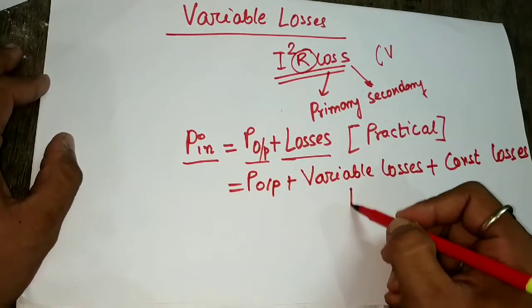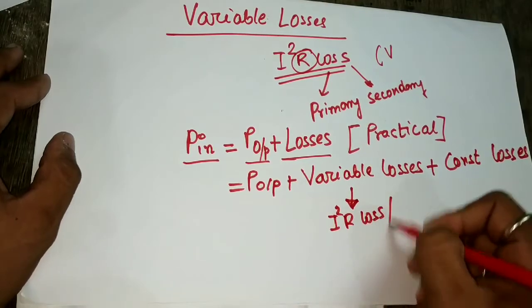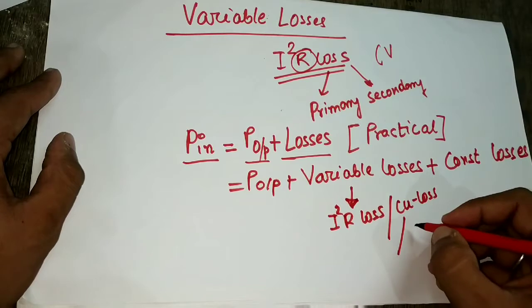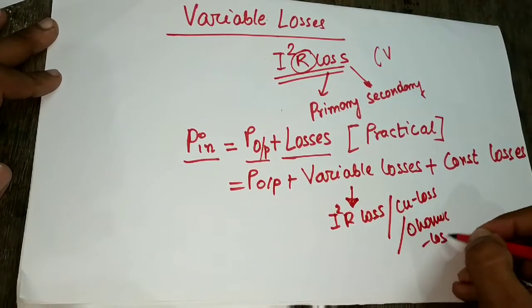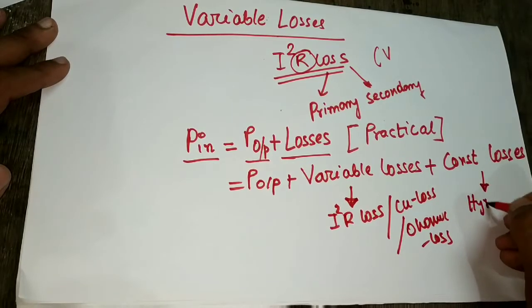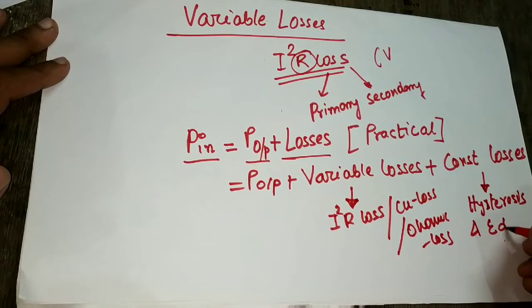So variable losses, which is I square R loss, is also known as copper loss, or ohmic loss. And constant losses are hysteresis and eddy current loss.